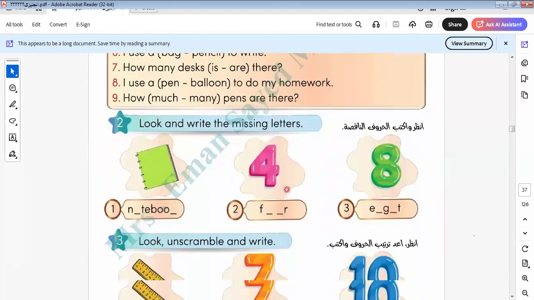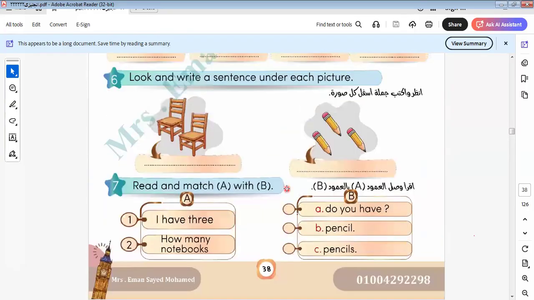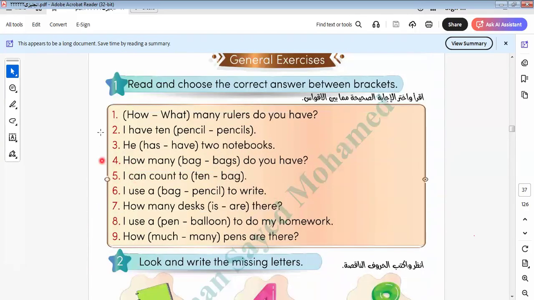Here is a general exercise on this lesson. Let's answer the questions together. I will answer five of them, and I will leave the rest for you to do by yourself as homework.